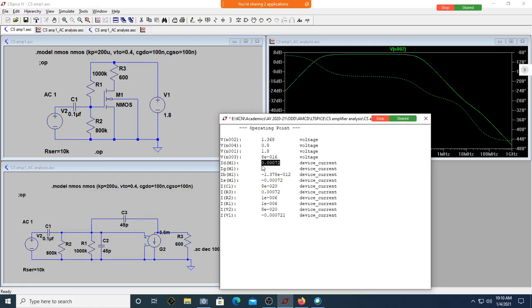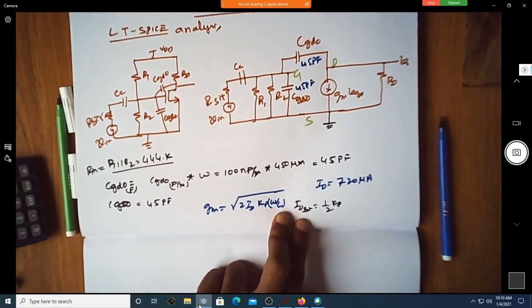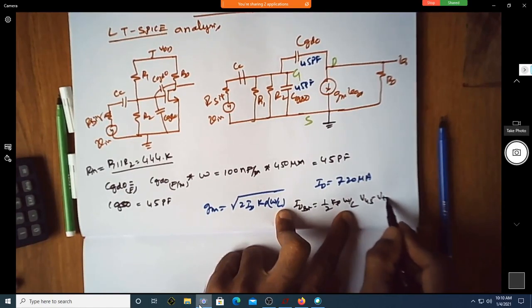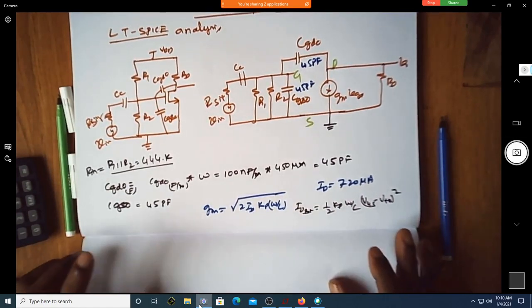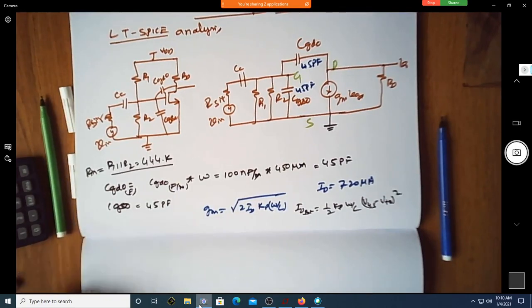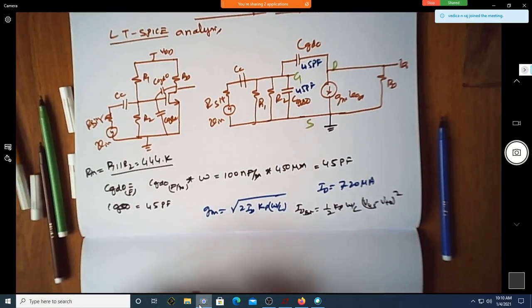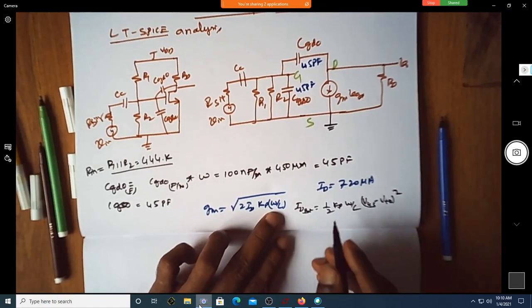720 microampere. Of course, one of you can find out what is the value of ID sat also. What is the ID sat expression? Half Kp W by L (VGS minus VTO) whole square. So these are all very critical and very useful in understanding the concept. So don't study anything just keeping your examination in mind.